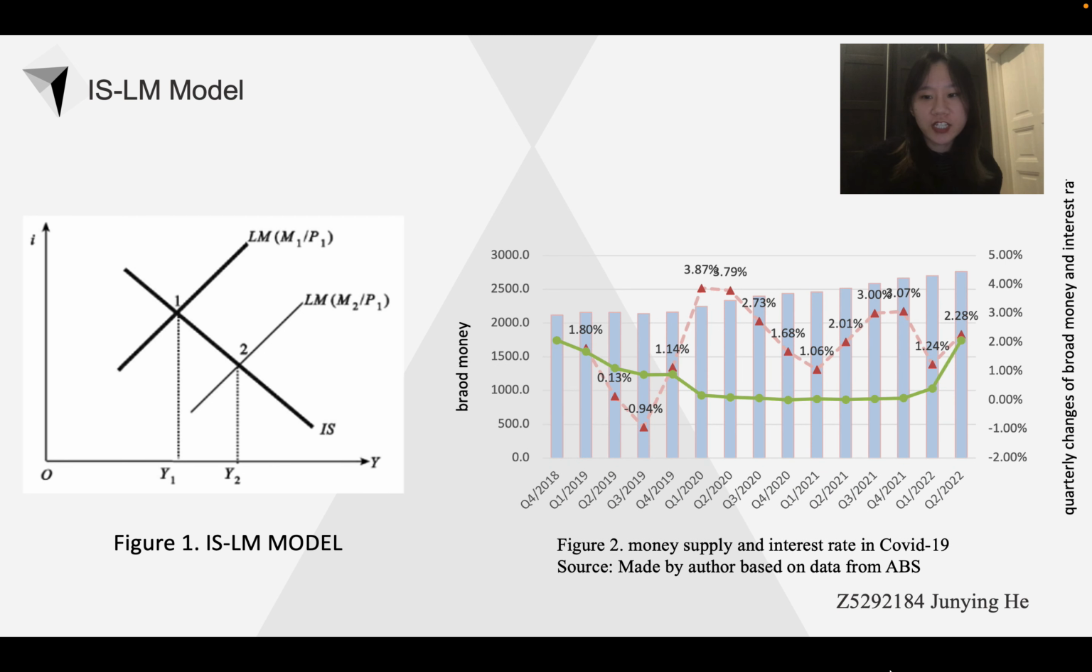Figure 2 shows the trend of the money supply and the interest rate from the fourth quarter of 2018 to the second quarter of 2022. Here we use the value of borrowed money in ABS as money supply, and we can find the trend of the money supply is in the opposite direction to the interest rate. When monetary policy is implemented, the money supply will increase and the interest rate will decline.